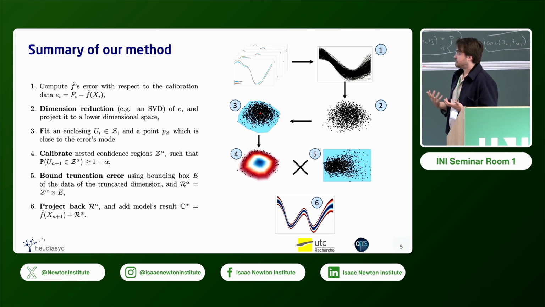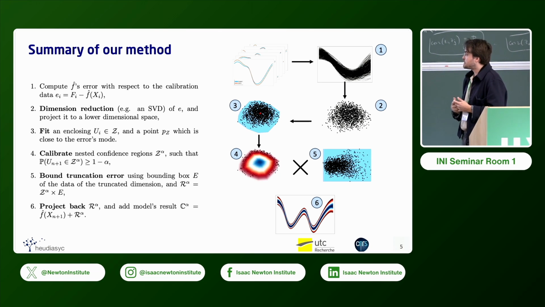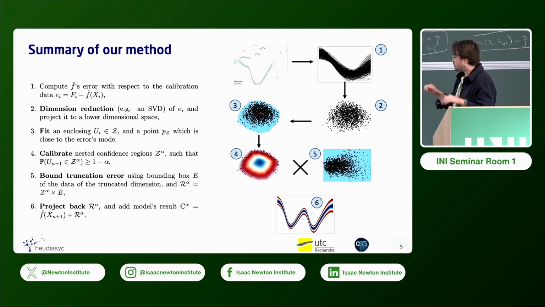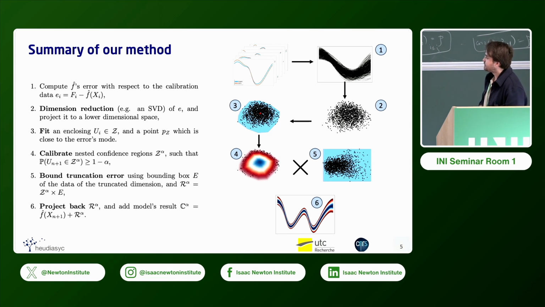Then, just to make sure that our method is guaranteed, we're going to bring back the data that we removed from the truncation and just form a very simple bounding box. Take a Cartesian product with our sets, and when we project it back, we will have this functional prediction guaranteed to predict with this conformal guarantee.